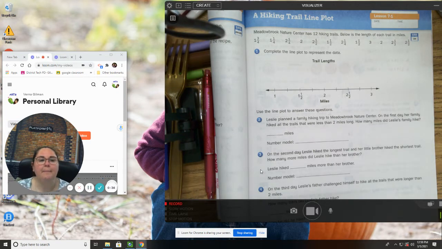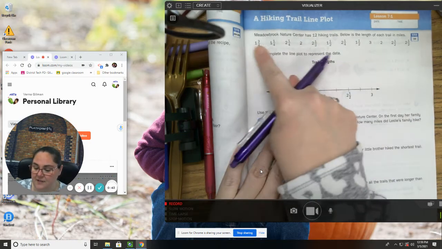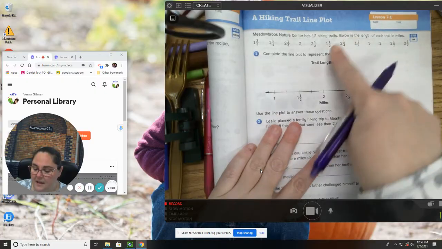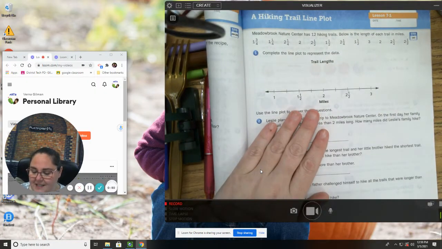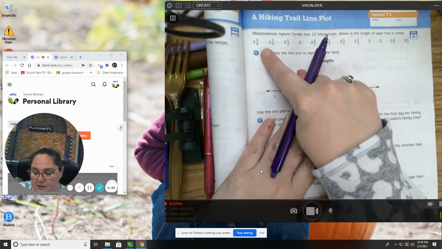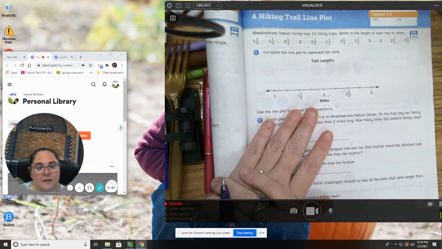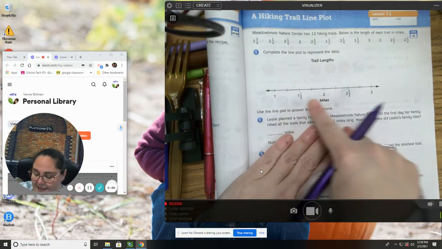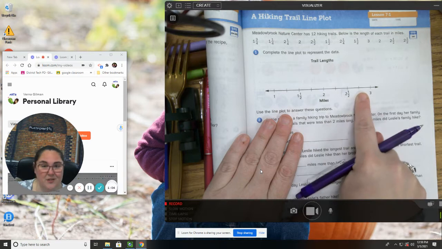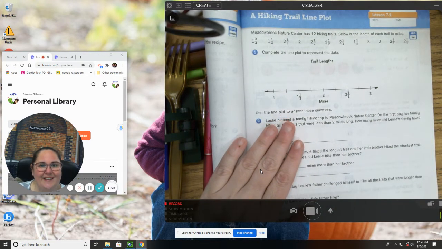All right, great. Meadowbrook Nature Center has 12 hiking trails. Below is the length of each trail. So each of these represents one trail in this area, okay? Now it says complete the line plot to represent the data. I notice that I have some fractions here that are fourths and halves. I also notice that my number line shows halves, but it also shows fourths. Keep that in mind when you're labeling your line plot.